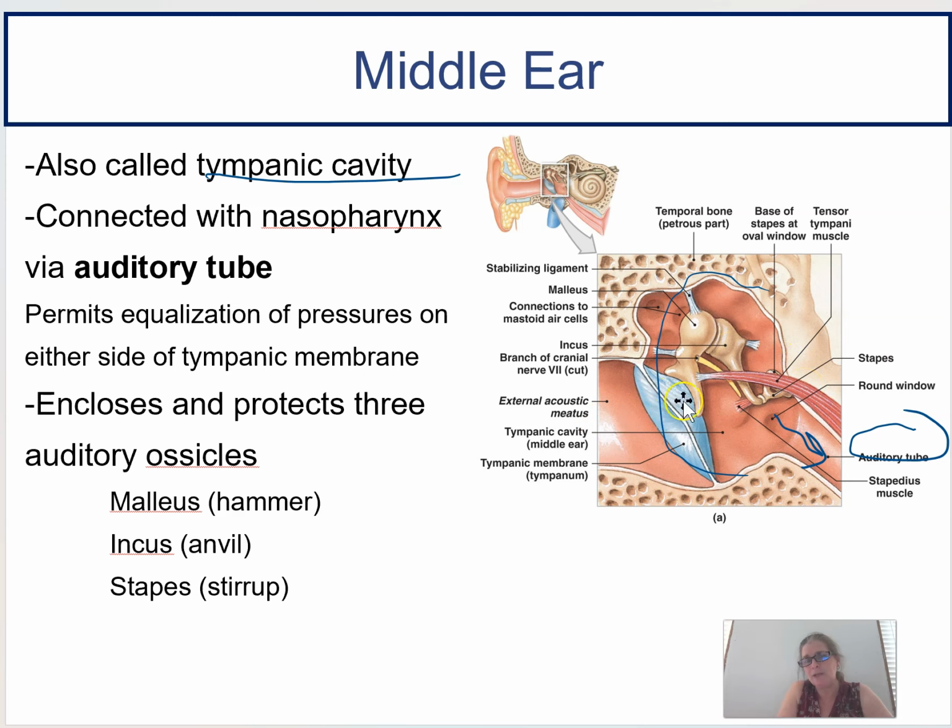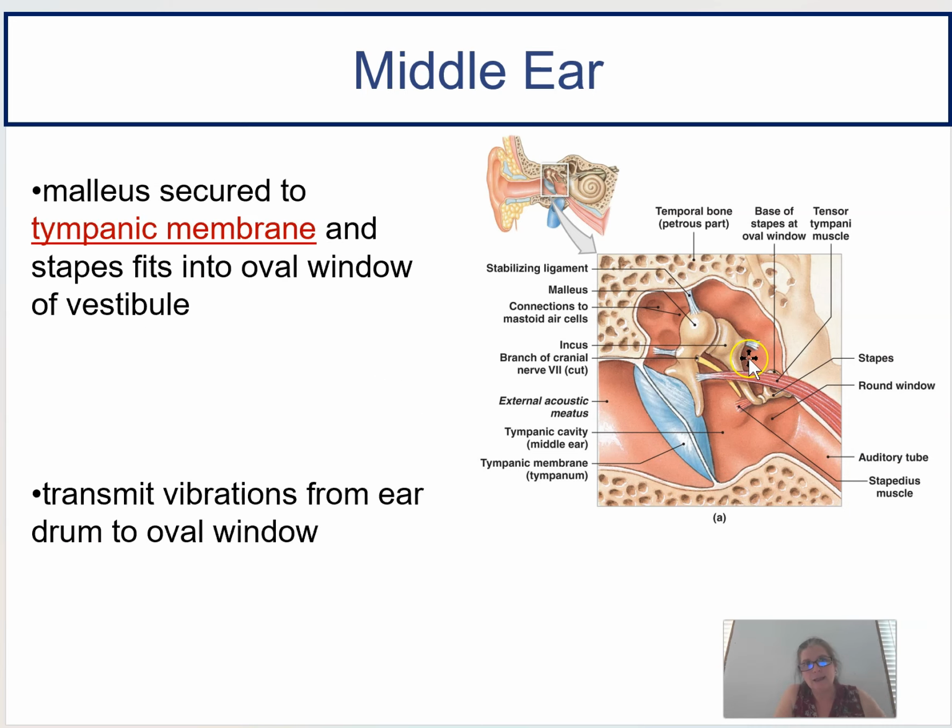So when those sound waves come in and hit that tympanic membrane, it moves. And when it moves, the malleus moves, and then the incus moves, and the stapes. So it's just going to relay that sound wave. Now, the malleus is anchored to your tympanic membrane. So you can see it right there. The incus is always in the middle. And then the stapes attaches to an opening called the oval window. It's something called the vestibule. And all they're doing is transmitting the vibrations from the eardrum, from the tympanic membrane, into the oval window, because we're trying to move that over to our receptors.